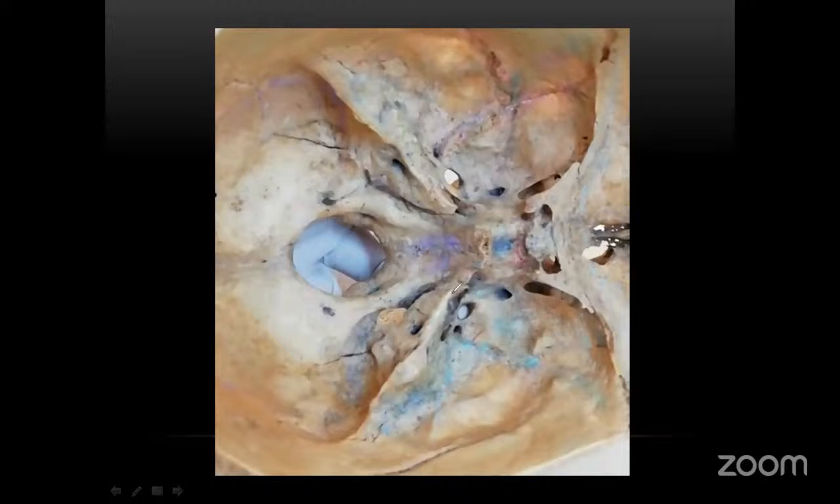Can you see this depression? Yes, sir. Okay, good. Can you see this depression? What is this depression called? Operculum of temporal bone. What is the significance of this one?